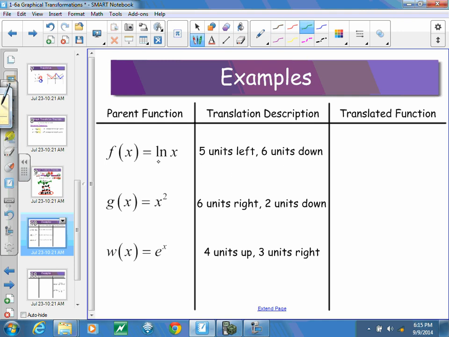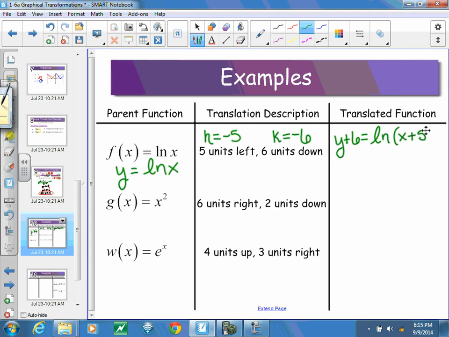Here I want to take my natural log of x and move it 5 units to the left and 6 units down. So that means my value of h is going to be negative 5, and my value of k is going to equal negative 6. With this problem, think of it as y equals the natural log of x. We're going to replace y with y minus k, so that's going to be y plus 6 is equal to the natural log. And I'm going to replace x with x minus h, and so that would be x plus 5.